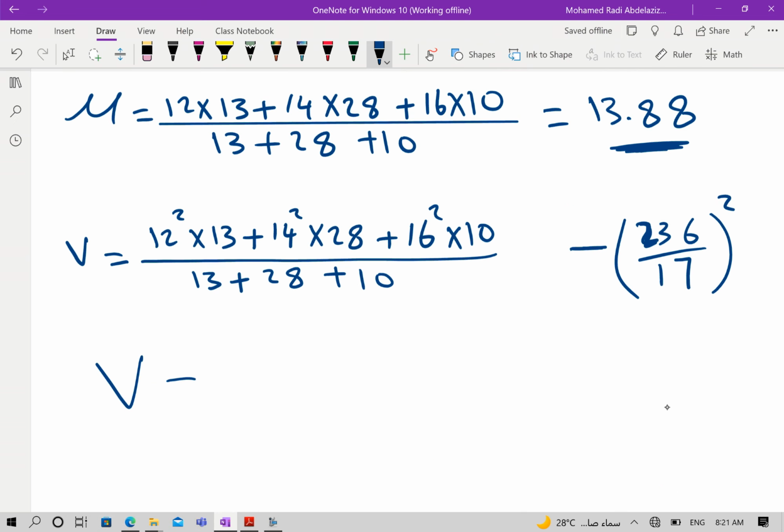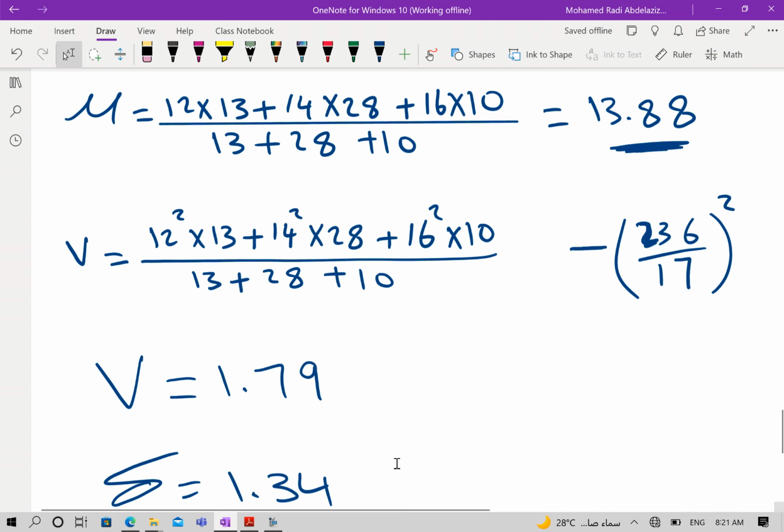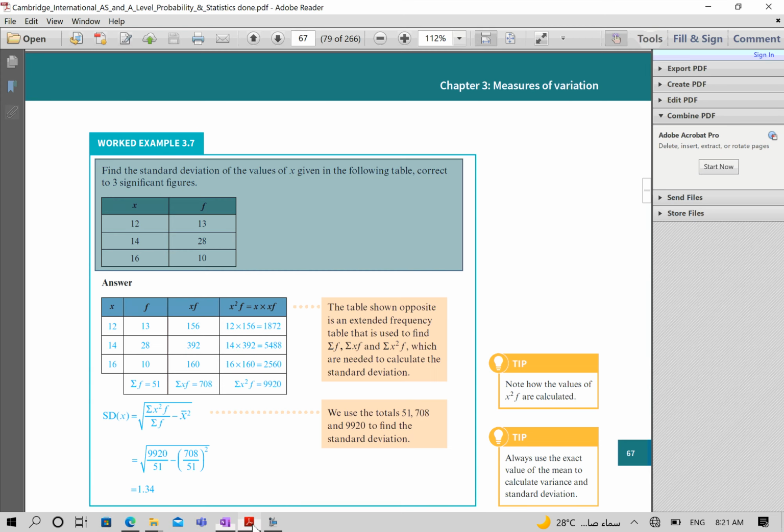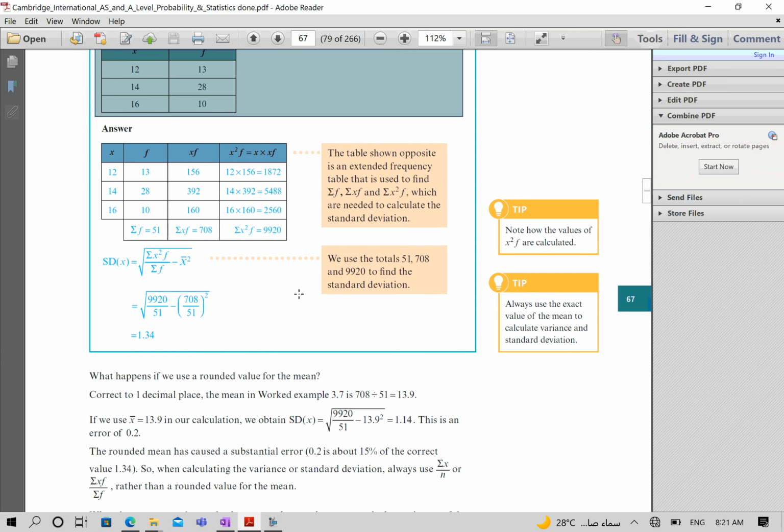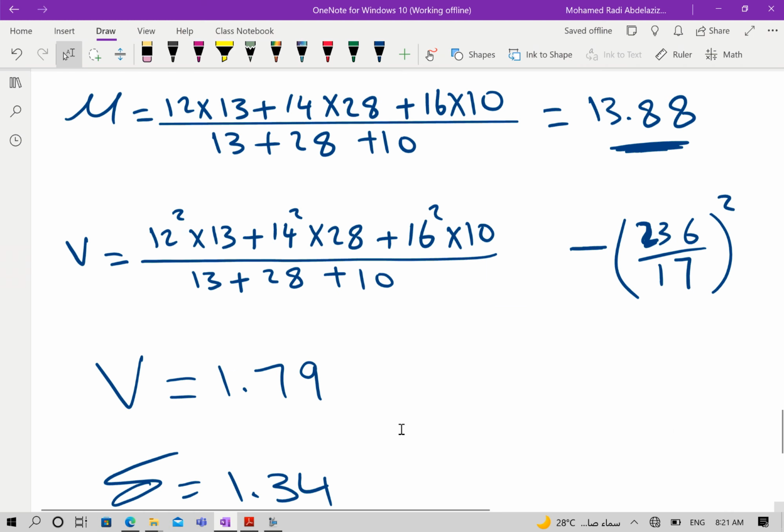Yalla, give me the value of variance. After taking the square root or before? Yalla, by taking the square root. 3/4. The other, same solution. The standard deviation is 1.34. Correct.